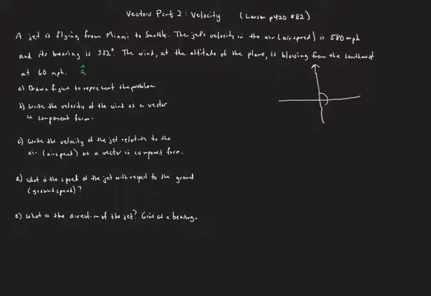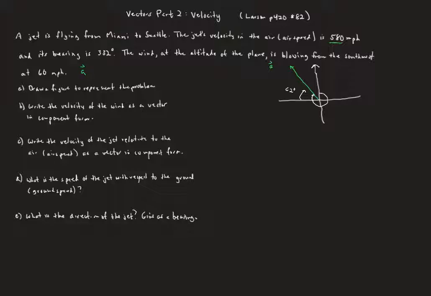So there's 90, 180, 270. And to get to 332 would be another 62 degrees. So that's going to put our vector somewhere in quadrant 2 here. I'm going to draw that as a green vector. I'm going to make it fairly long because its length is going to be representing this magnitude, which is 580. Remember the bearing of 332, we said 270 plus 62, so this angle right here is 62. So I'm going to call this our airspeed vector right here.